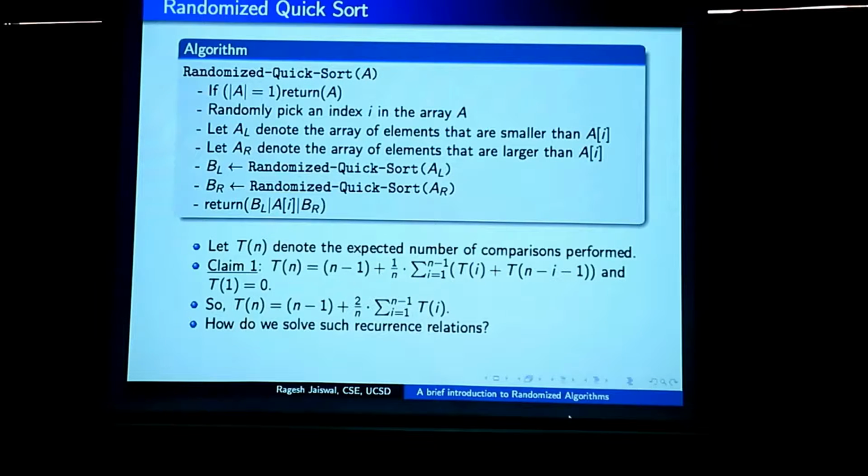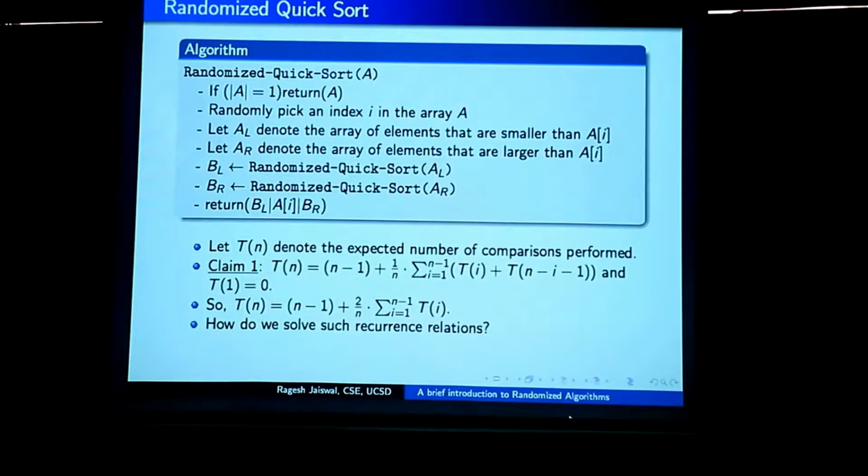You guess the value of T of n and then you prove that that guess is correct. How do you prove that your guess is correct? By induction. So you make a guess for T of n and then you just use induction to prove that your guess is indeed correct.